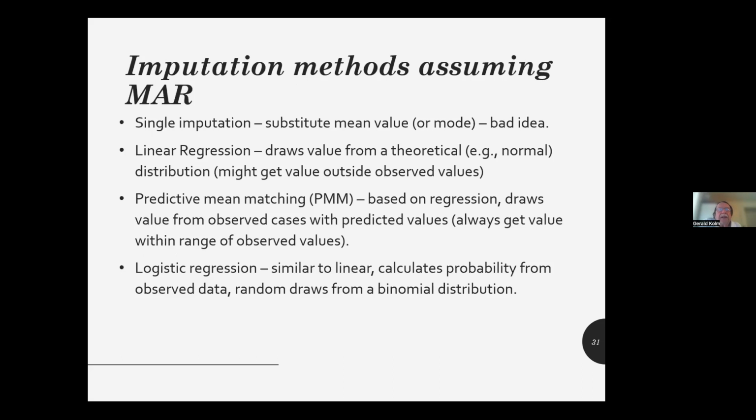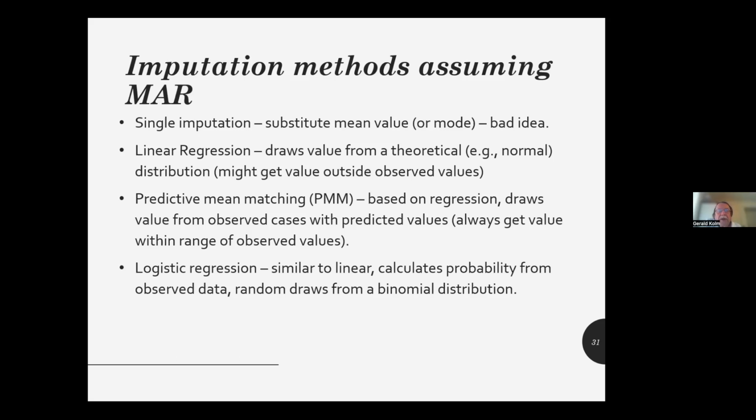So there are different ways of doing this. What has been done in published studies, which is not a good idea, is just to do what's called simple imputation or single imputation, where you substitute a mean value, or you substitute the mode if it's categorical data. That's not a really good idea.